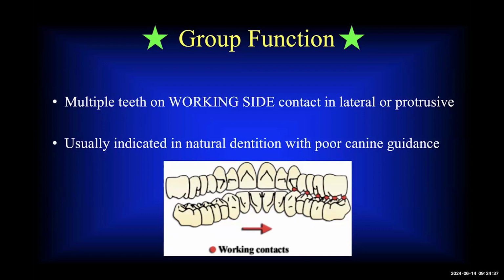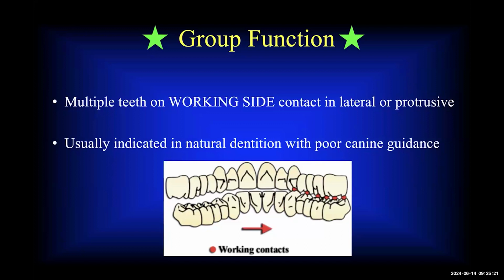Another type of occlusion is called group function. Now, what is group function? Group function is similar to canine guidance, where you do have a canine discluding, but also you have more teeth than just the canine on the working side. Meaning if you go into a right lateral excursion, you would have the canine that discludes. You might have a bicuspid. You might even have a molar. So group function is multiple teeth that contact in eccentric movements on the working side. There are no contacts on the non-working side.